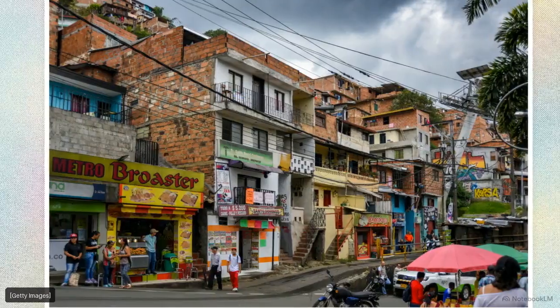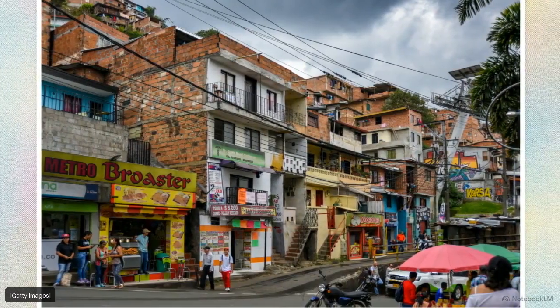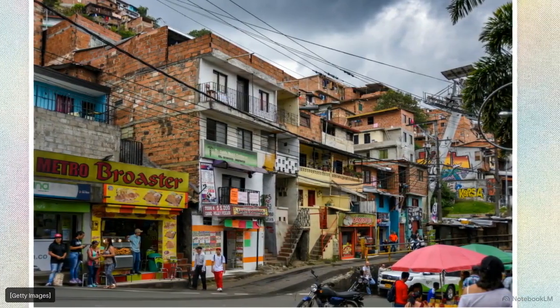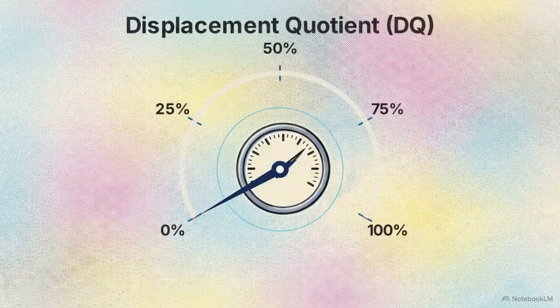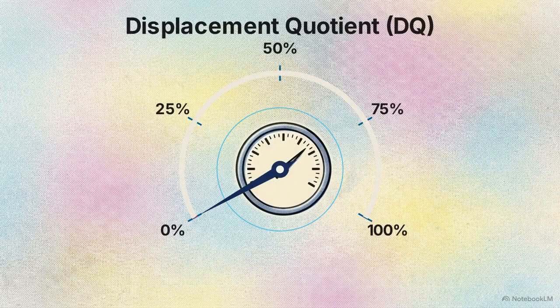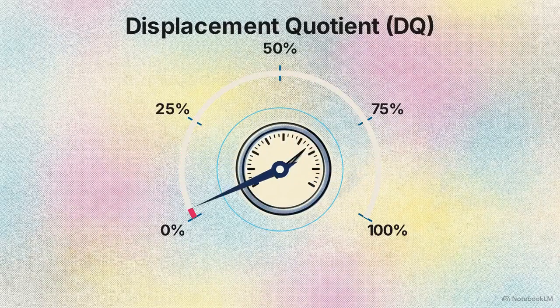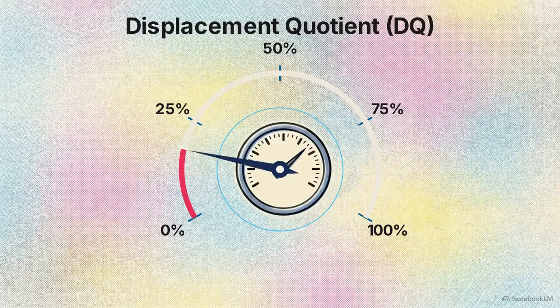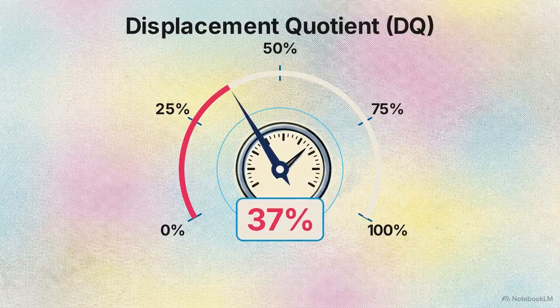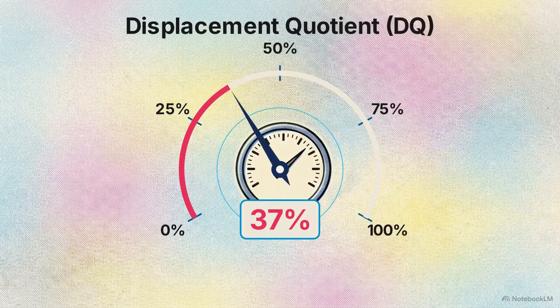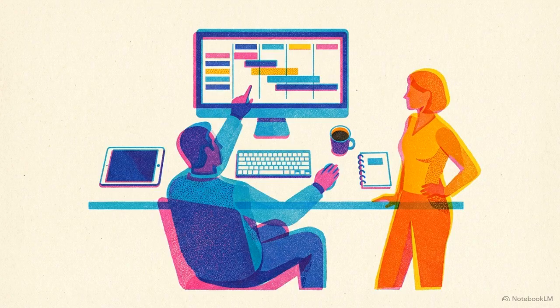In markets where margins are tight, human capital is your most critical asset. We measure this through the displacement quotient, or DQ. This is the exact percentage of a worker's weekly tasks that can be automated without losing quality. For many administrators, that number is 37%. A high displacement quotient serves as a strategic map, identifying precisely where to deploy AI so you can redirect your team to higher value work.